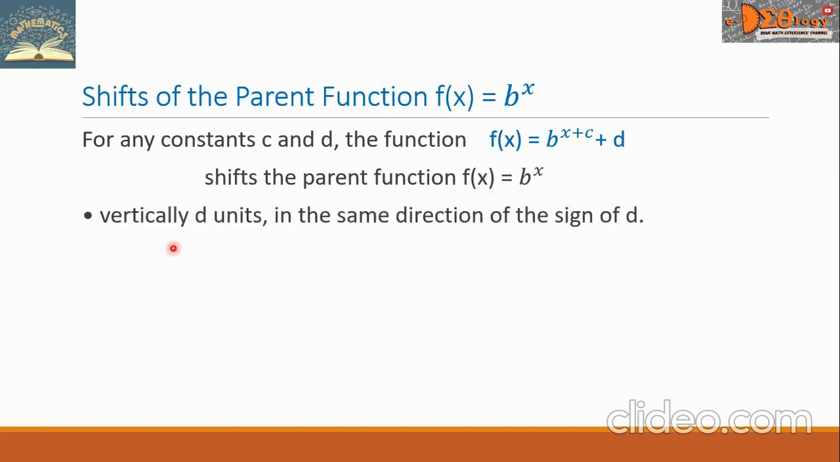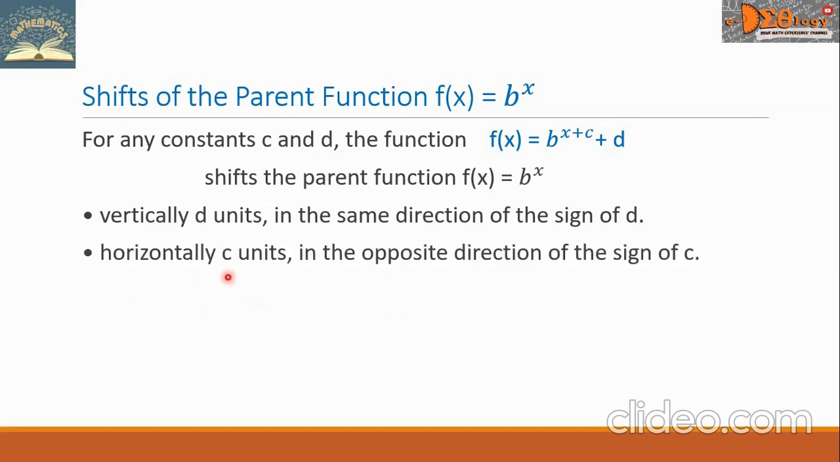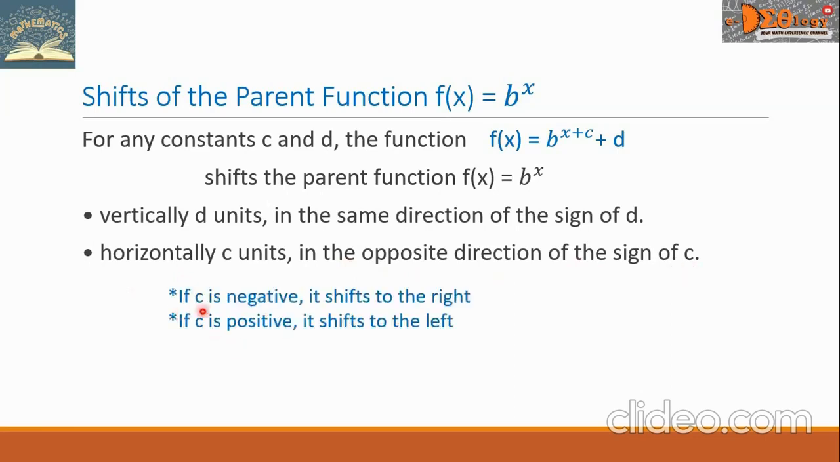Vertically, d units, in the same direction of the sign of d. It means if d is positive, it shifts up, while if d is negative, it shifts down. Horizontally, c units in the opposite direction of the sign of c. It means if c is negative, it shifts to the right, while if c is positive, it shifts to the left.